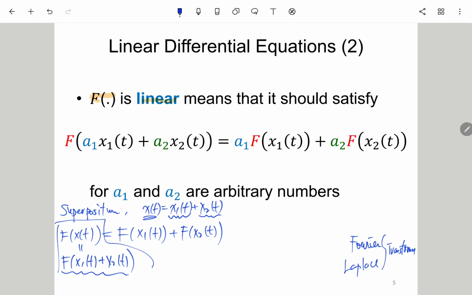Originally it is like this, and it is always true because we have this condition, but we need it to be linear if this part is equal to that part. Here we add the two functions first and then take the functional, but here we take the functional first and then add the results together.